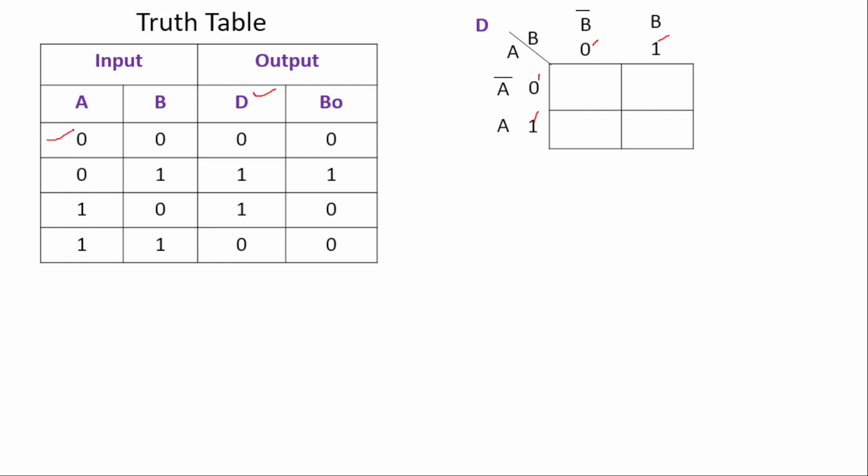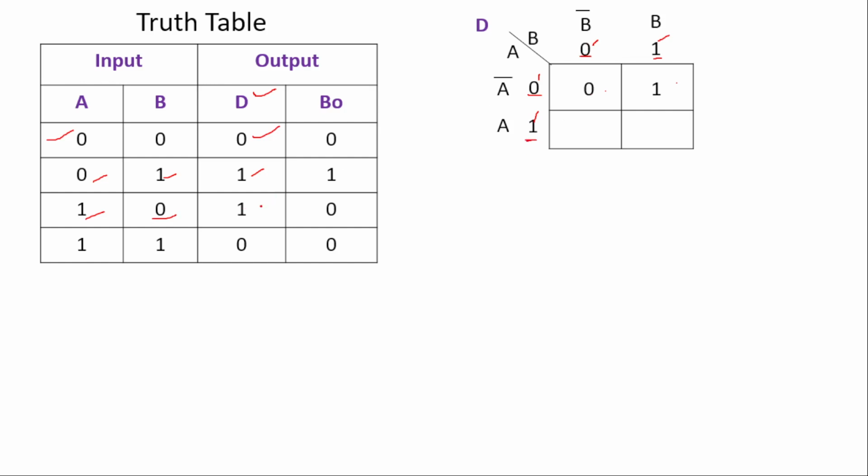In the first case, A is 0, B is 0. So this corresponds to this cell. What is the value of difference? Difference is 0, so 0 is inserted here. The next, A is 0, B is 1. What is the value of D? D is 1. So 1 is written here. The third case, A is 1, B is 0.